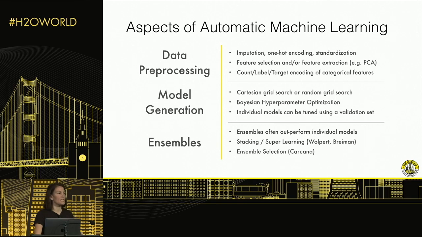And then, well, I mentioned one-hot encoding, but there's all sorts of more sophisticated categorical encoding schemes. So target encoding is something that we've just added to H2O recently. And we are also adding it to AutoML. It's not in there yet, though.